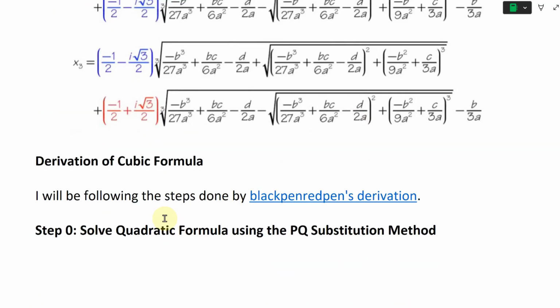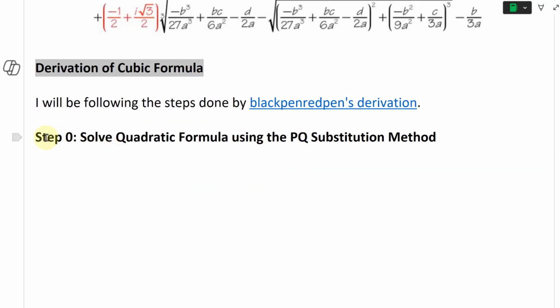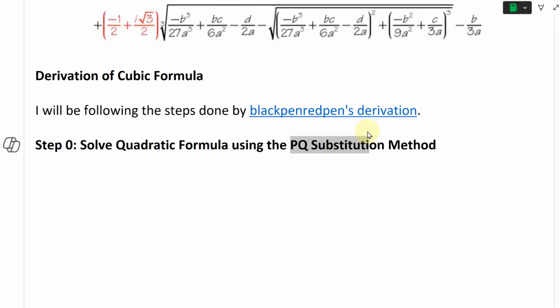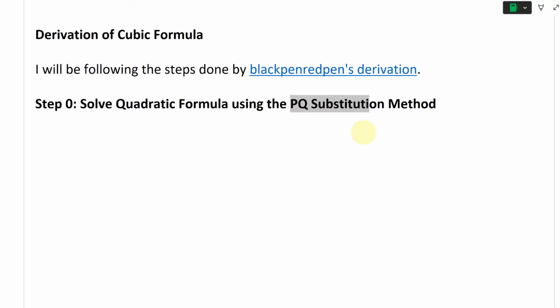All right, so now let's finally take a look at the derivation of the cubic formula. I'll be following the steps done by the big YouTube channel, Black Pen Red Pen's derivation, so I'll go over that video there. The first step is actually, well, it's a step 0. It's basically to solve the quadratic formula using a new method called the PQ substitution method. And this will help in our derivation of the cubic formula. So let's do this method right here.